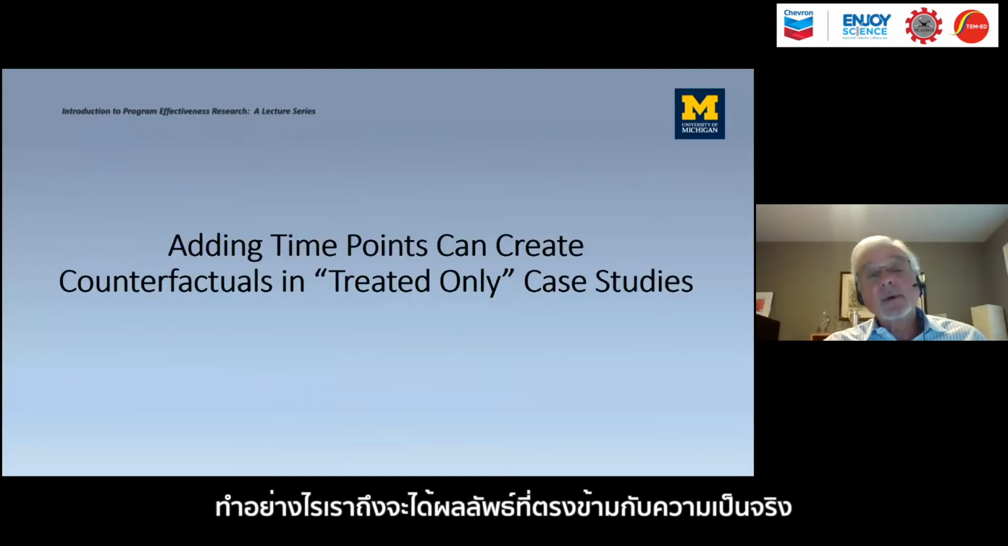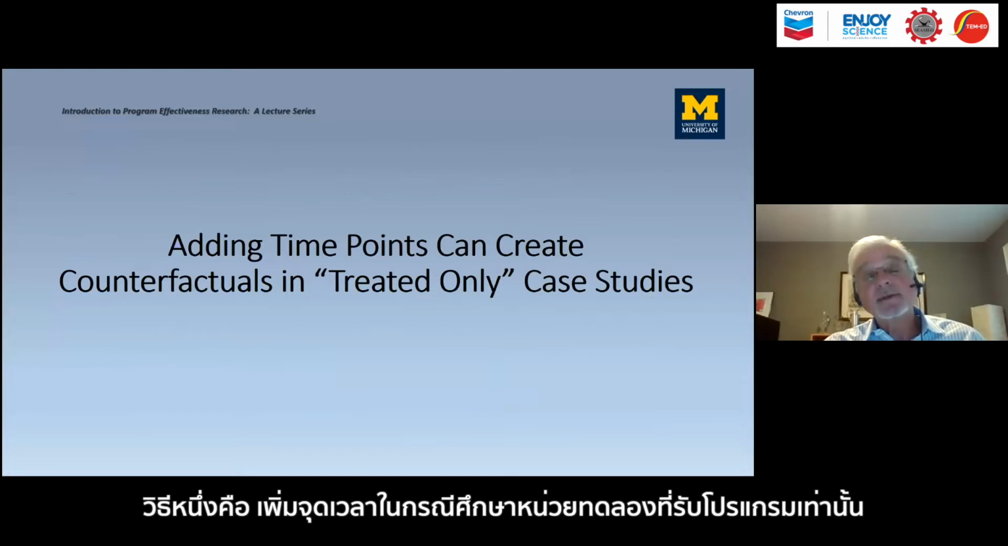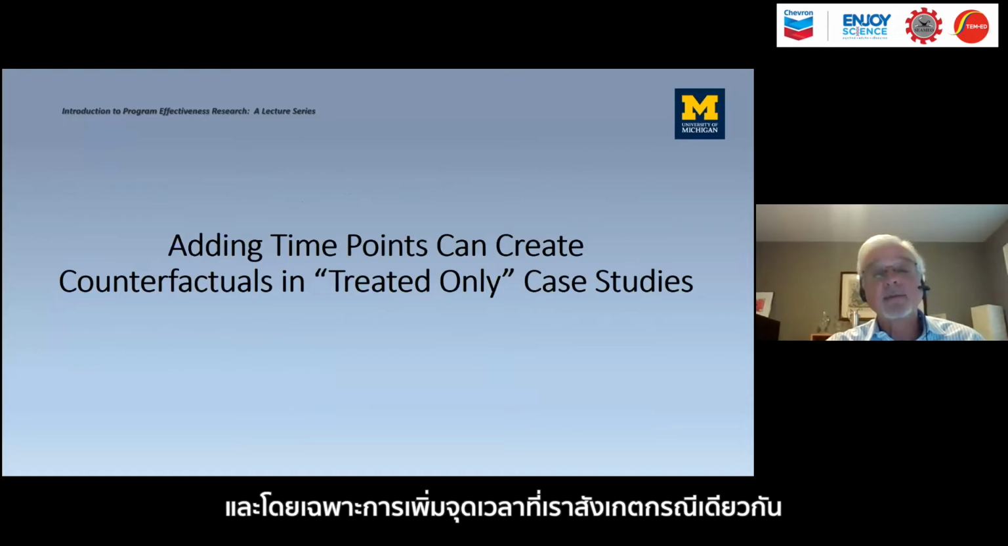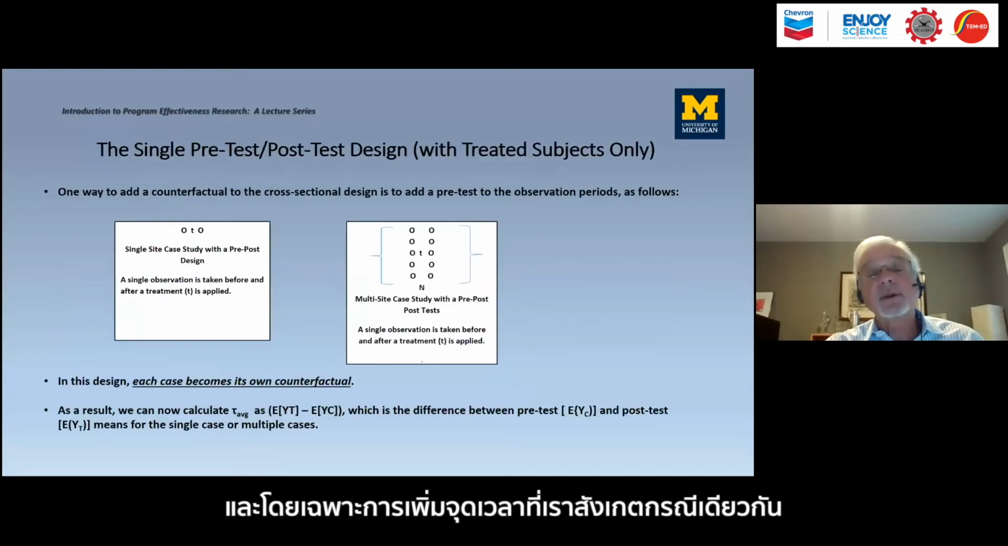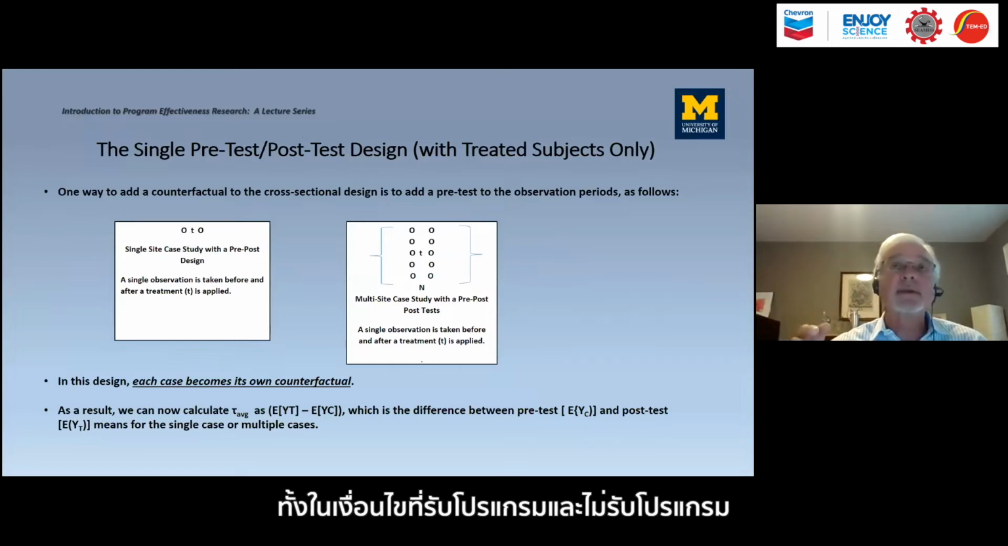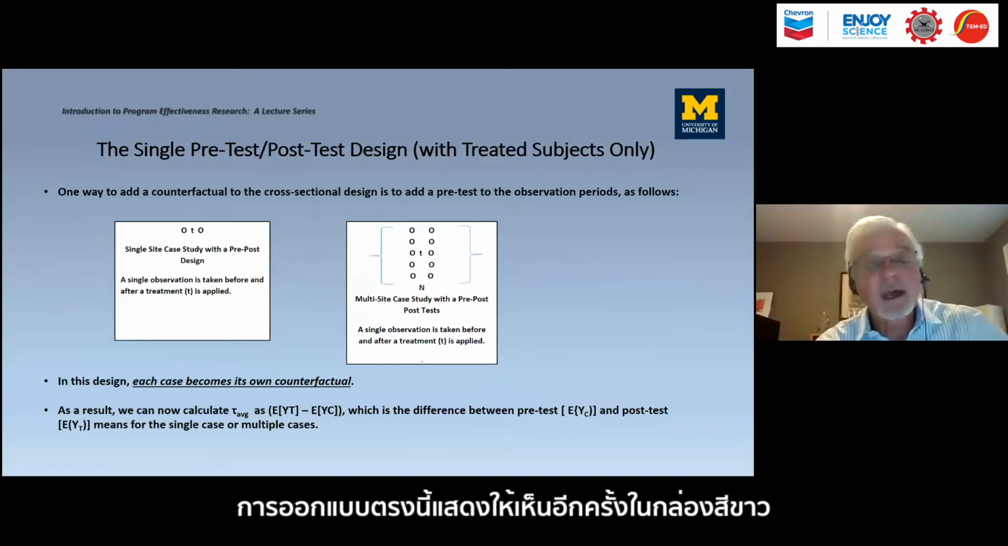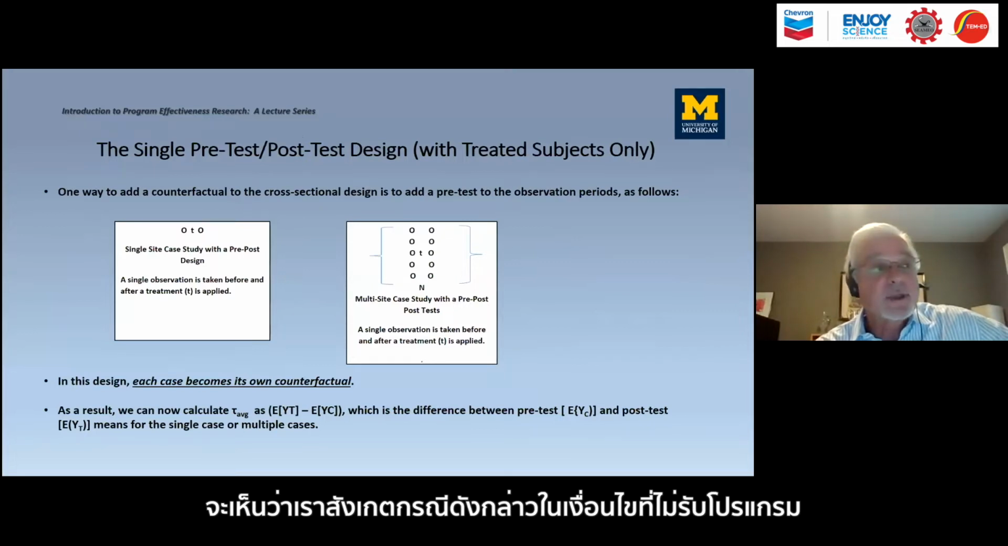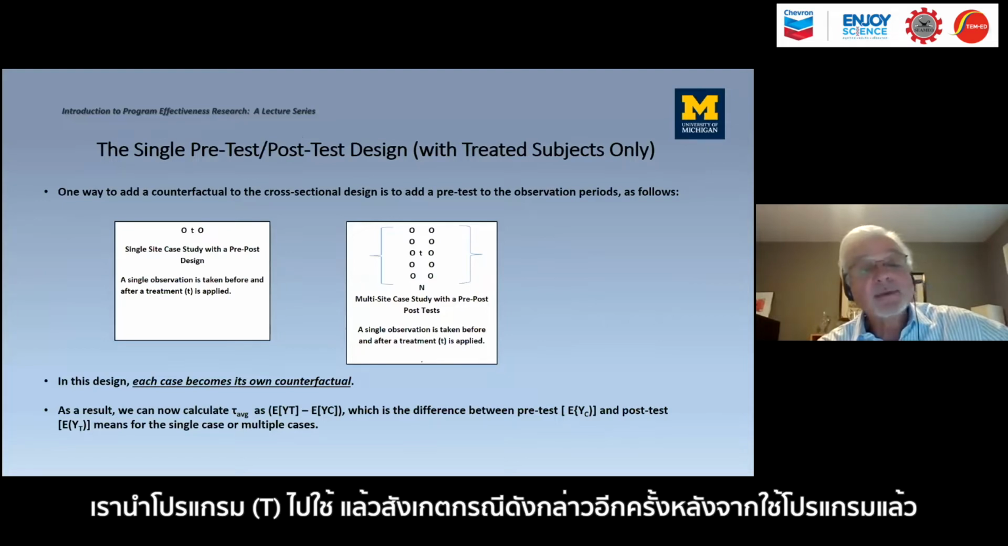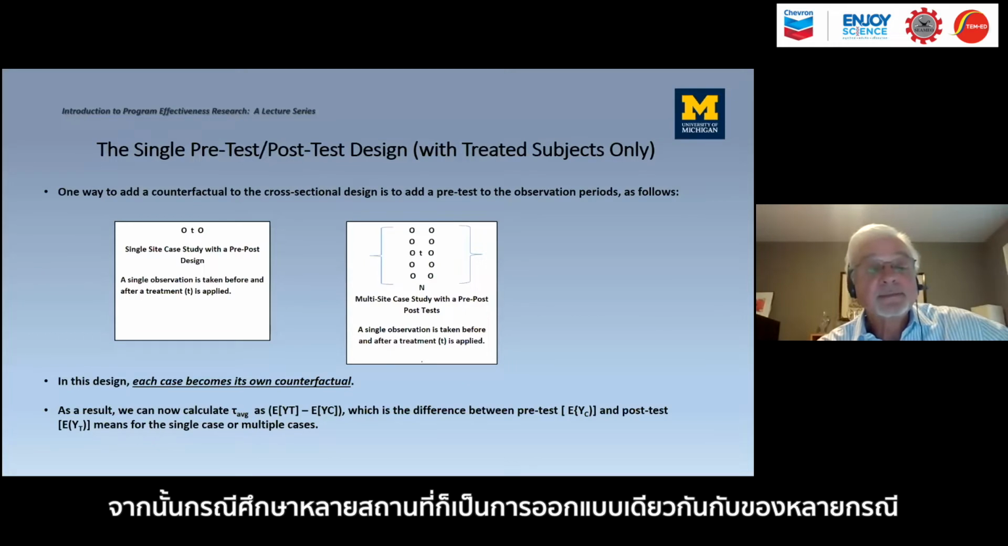So how do we get counterfactuals? Well, one way to do it is to add time points in the treated only case study. And in particular, add time points under which we observe the same case in both treated and untreated condition. So the design here is shown again in the white boxes. Notice that we observe the case in untreated condition. We apply the treatment T and then observe the case again after the treatment is applied. And in the multi-site case study, it's the same design, just with multiple cases.